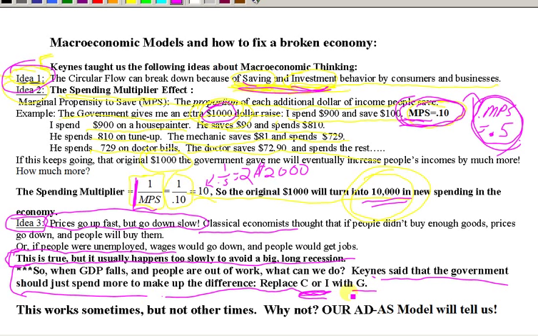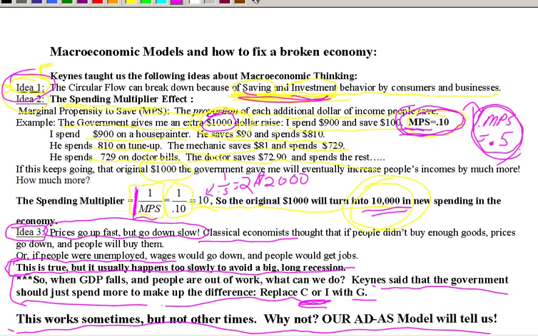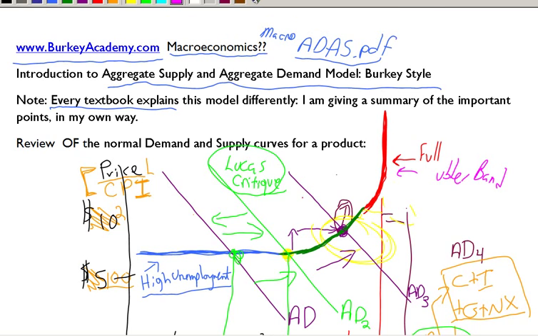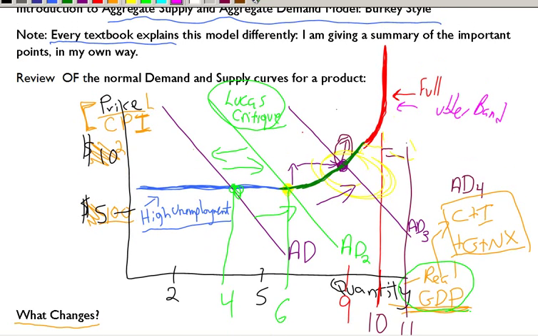But again, with fiscal policy, they have two choices. They can either spend more, increase G, or they can cut taxes to businesses and individuals and let them spend more. So again, this works sometimes but not other times. Let's look at our aggregate demand, aggregate supply model to see what might happen here. So let me erase some of this garbage from last time.